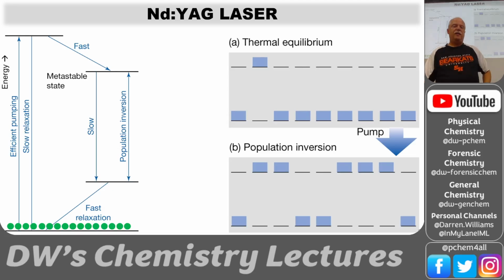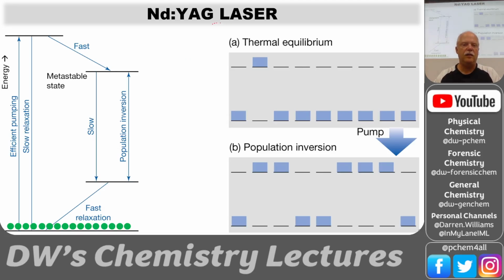And so here's the neodymium YAG laser, a very common laser. This is the laser that you used for the Raman experiment. So upstairs, the little blue box with the red button on the front, that was a pretty bright laser. And the YAG part is yttrium aluminum garnet.